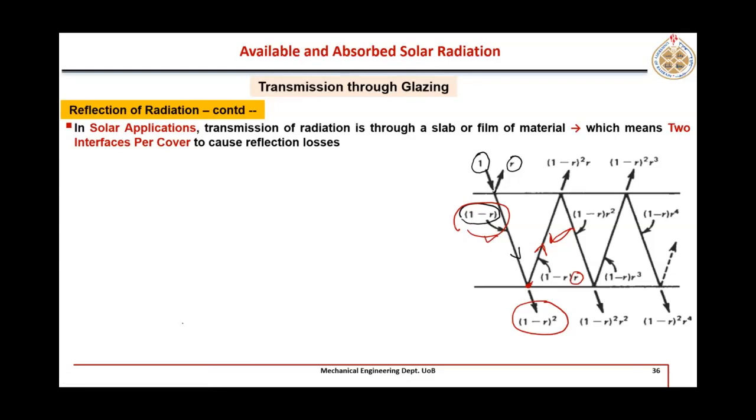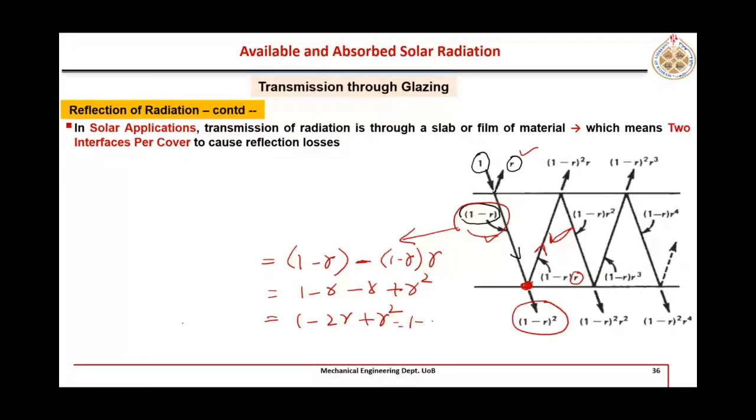So we can say this is 1 minus R, which is incident here. A part of it is reflected. So 1 minus R into R, which is reflected, because that is the reflectance of that material. So what is left? 1 minus R plus R square, right? So it is equal to 1 minus 2R plus R square. That is actually 1 minus R whole square. That is the part which is finally leaving that glass cover.